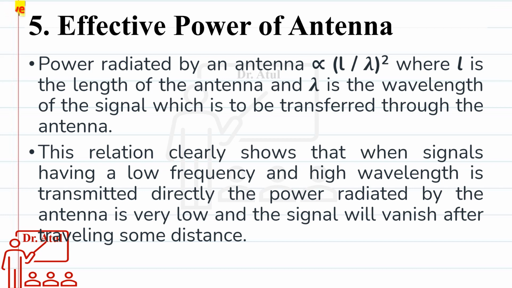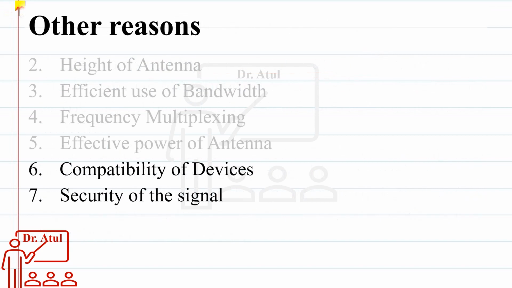Do not be confused: a smaller wavelength does not mean a larger power requirement. This is not the power requirement; this is the effective power that the antenna is transmitting. The more effective power there is, the longer the distance the signal will travel. Is this okay? Okay, let's go further.